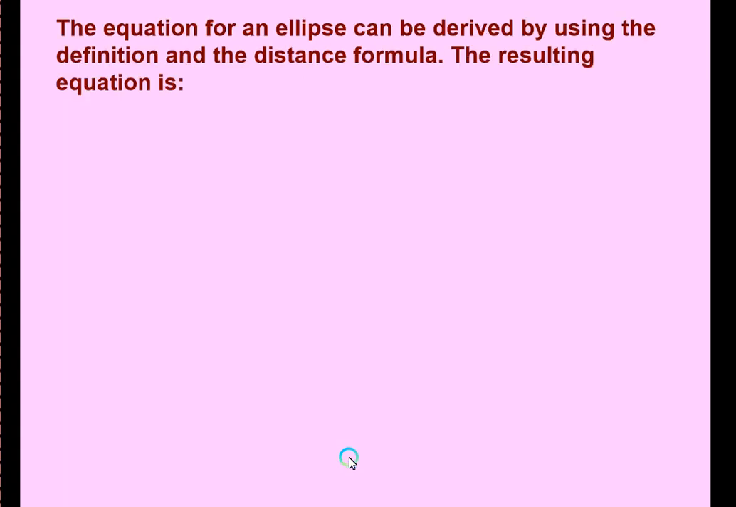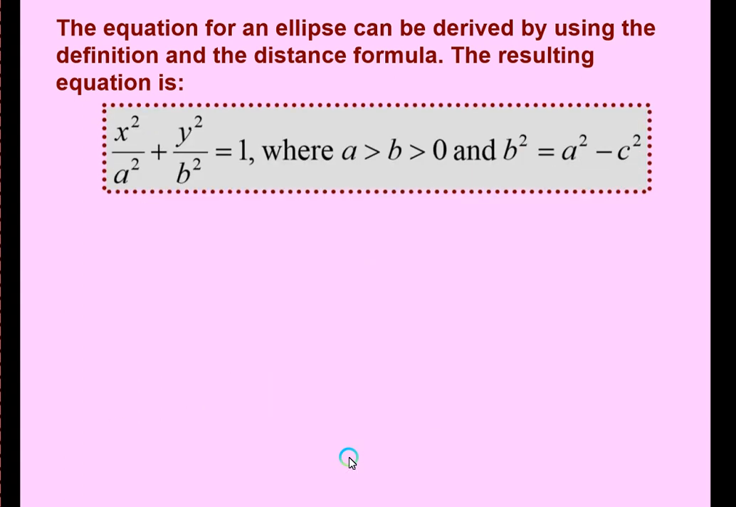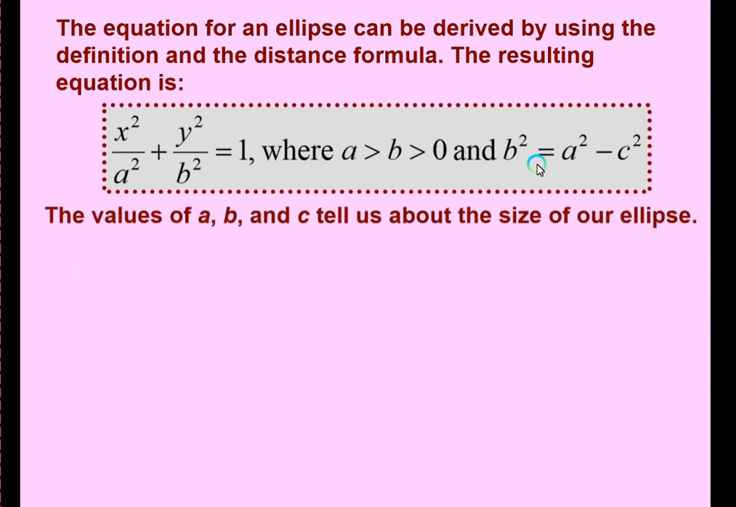The equation for an ellipse can be derived by using the definition and the distance formula. The resultant equation is x squared over a squared plus y squared over b squared is equal to 1. And take note that we have the equation to relate our a and b as b squared is equal to a squared minus c squared. The values of a, b, and c tell us about the size of our ellipse.